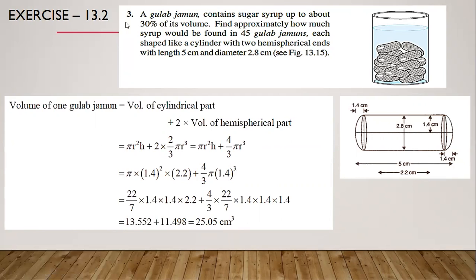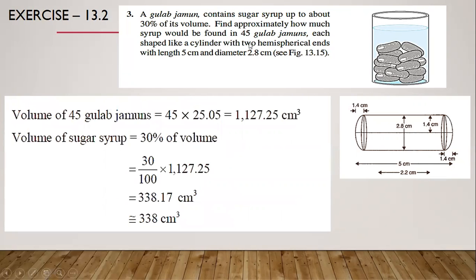But in the question it's given that there are 45, so we have to multiply by 45. Now the volume of 45 gulab jamuns will be 45 times 25.05, which will be 1127.25 centimeter cube.